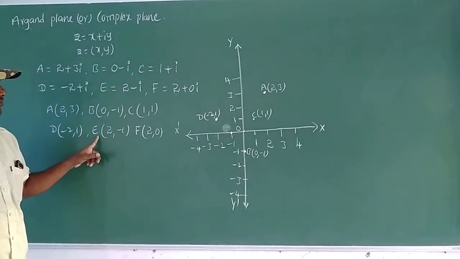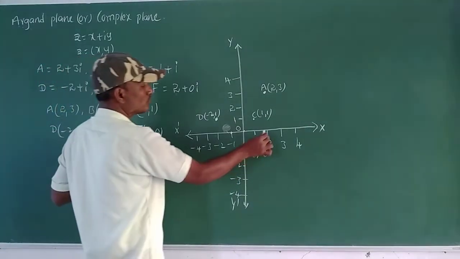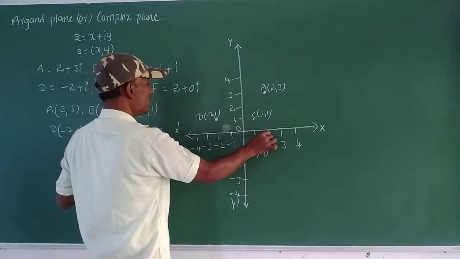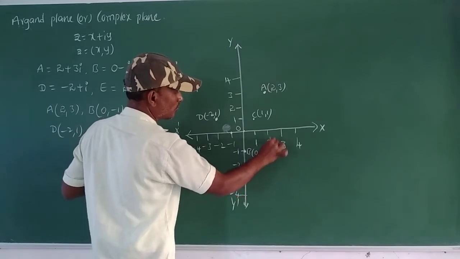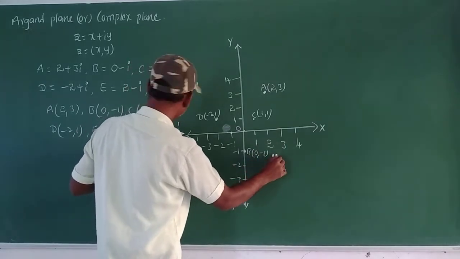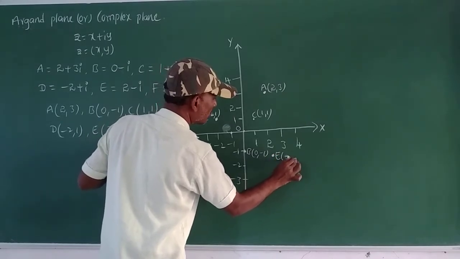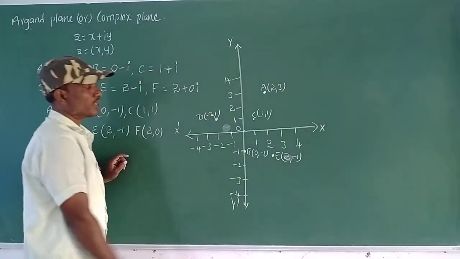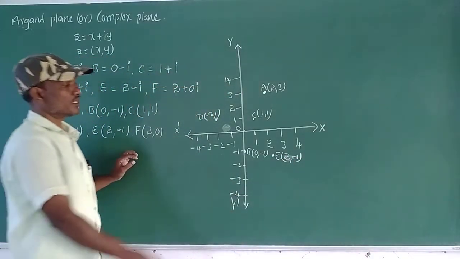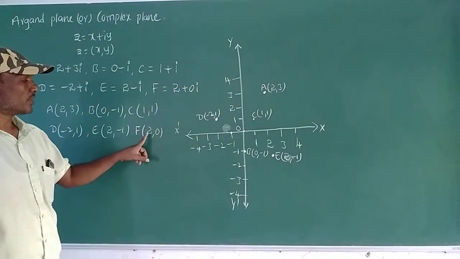Next, point E is (2, -1). The x value is 2 and the y value is -1. Here, the x value is 2 and the y value is -1. This is E, (2, -1).